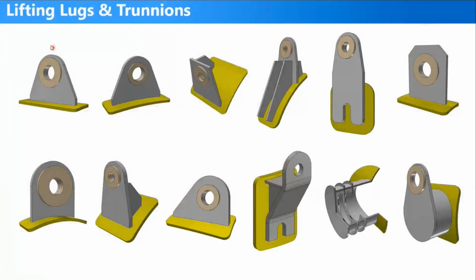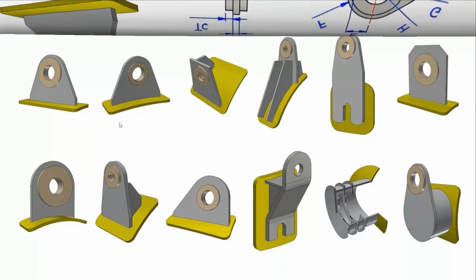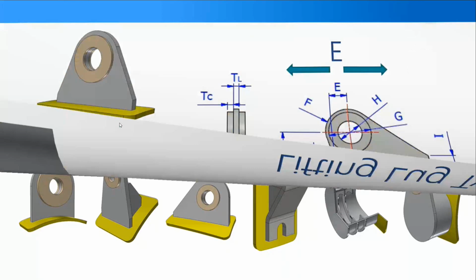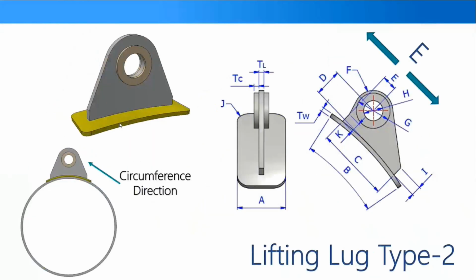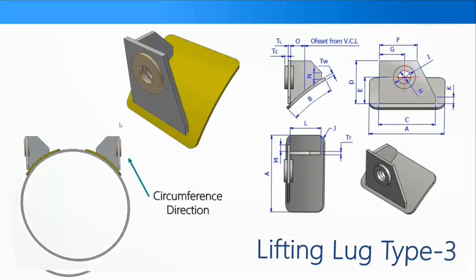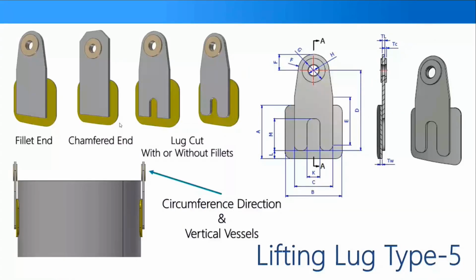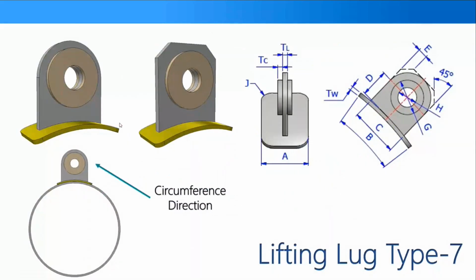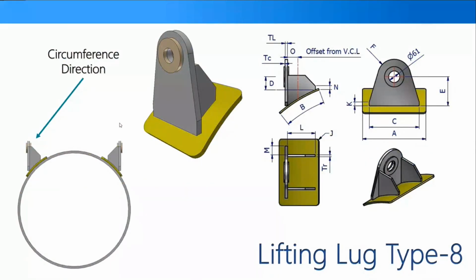Here for the lifting lugs, in SEG software, you will find many different types of lifting lugs that suit the different cases for horizontal, vertical, small sizes, large sizes, and mid sizes, trunnions and many other shapes. Here, a quick look at the different types available in SEG and the different dimensions that you will need to modify during importing for small sizes, mid sizes, and larger sizes.